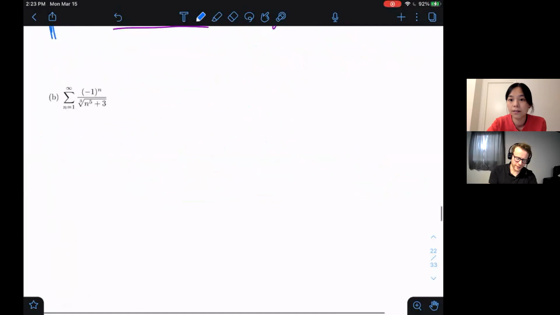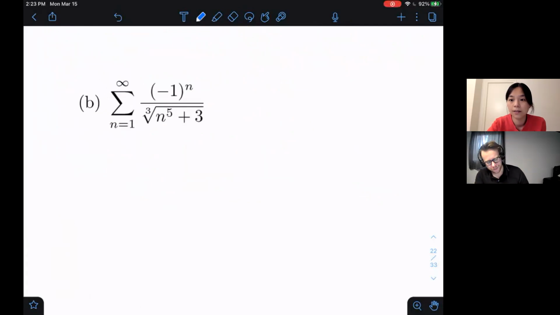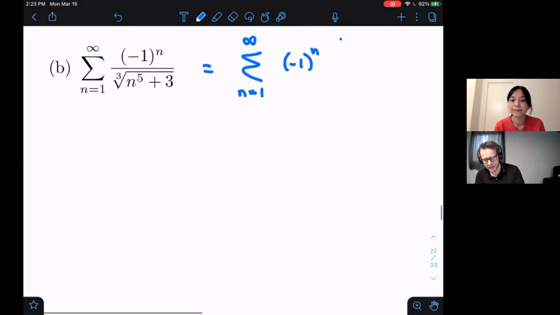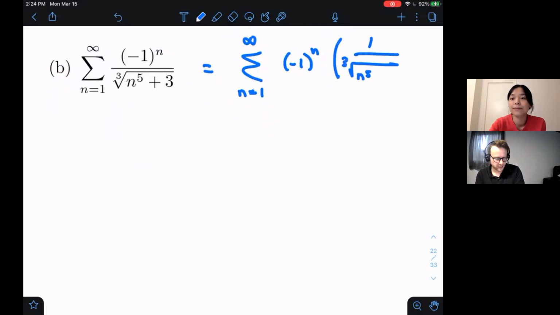All right, one more here. For this one, again, same prompt. We're going to think about the alternating series test. First of all, we could do a quick rewrite and move the alternating piece off to the side. So we have our alternating piece, and then we have our b sub n's, 1 over the cube root of n to the 5th plus 3.